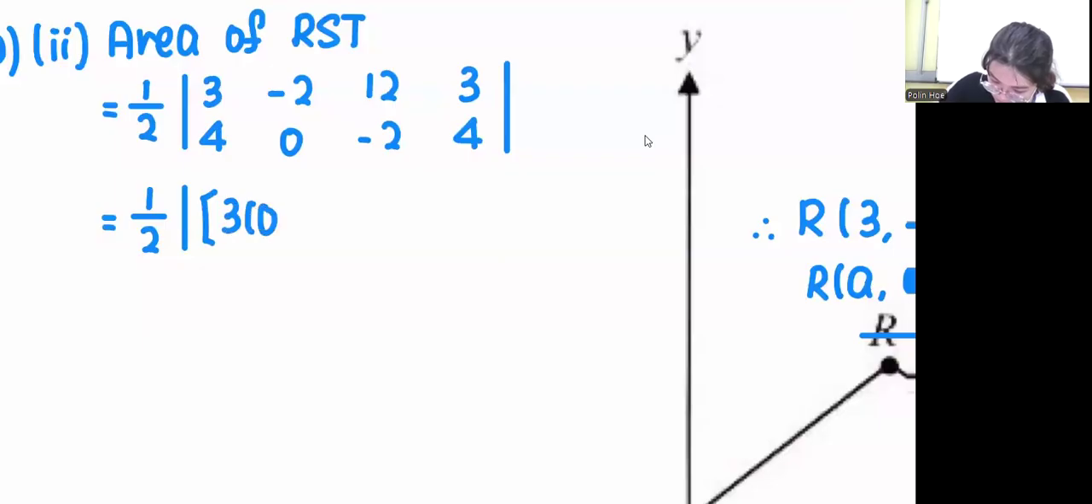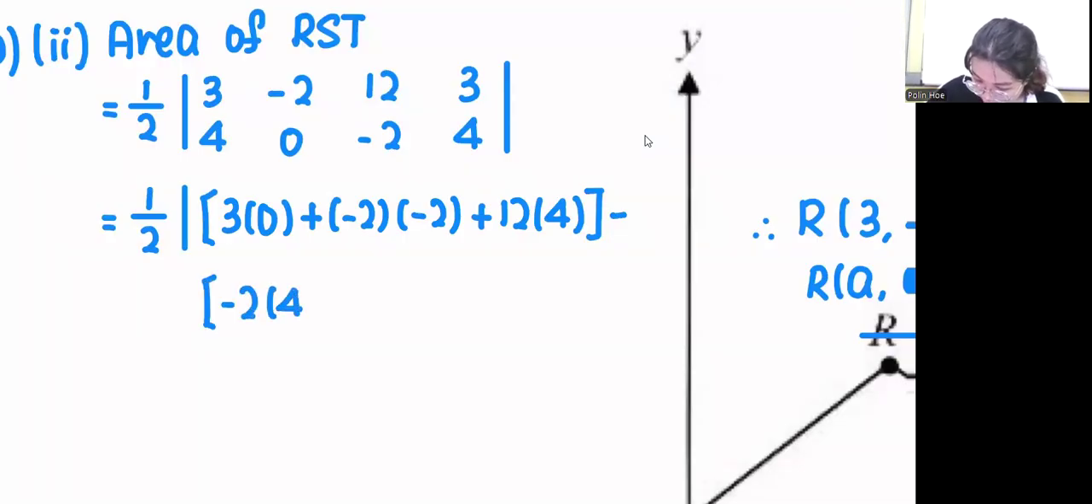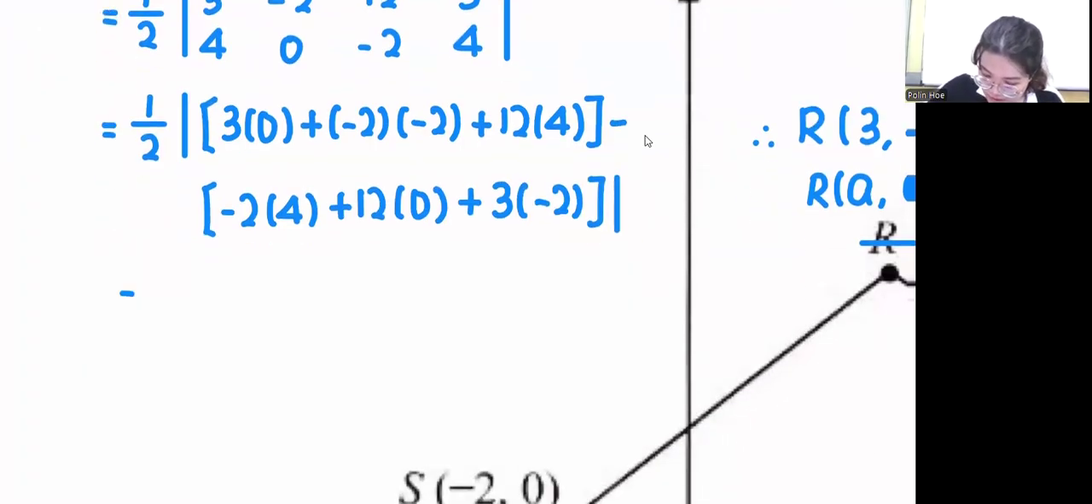3 multiplied by 0 plus negative 2 multiplied by negative 2 plus 12 multiplied by 4, close bracket, minus the second part, negative 2 multiplied by 4 plus 12 multiplied by 0 plus 3 multiplied by negative 2, close bracket, your modulus, and you will get your answer, 33 units squared.